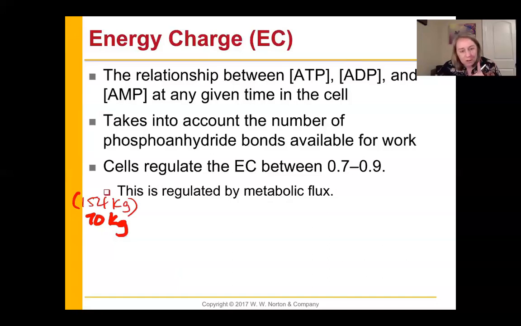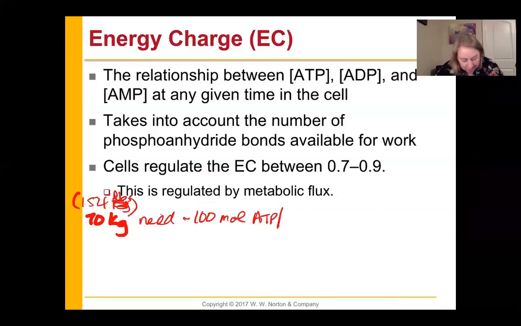If you were 154 pounds, oh my God, pounds, I just want to stay in metric so bad, you're going to need approximately 100 moles of ATP per day. 100 moles of ATP. So if ATP is 507 grams per mole, how many grams of ATP do you need?